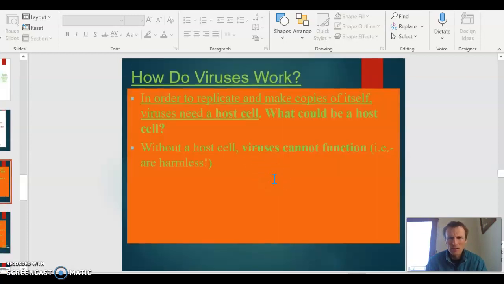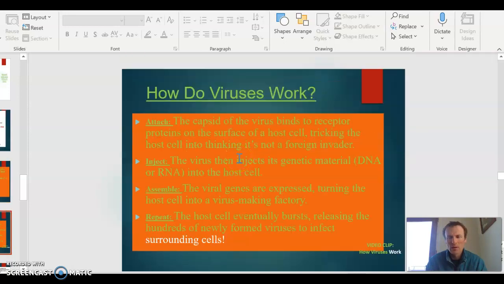So what's the process? How do viruses do their thing? They can't make copies of themselves without a host cell. And so they trick this host cell, which has the cellular machinery to reproduce, into doing the work. And the steps involve attaching. So the capsid binds to the receptor proteins on the surface of the host cell, tricking the host cell into thinking that it's not a foreign invader.